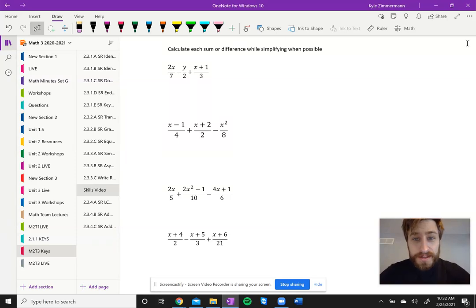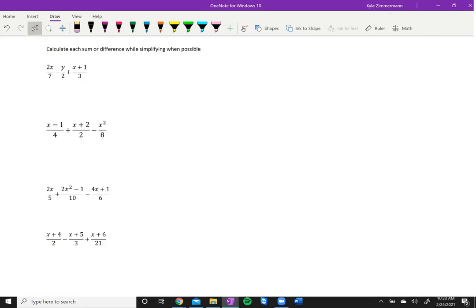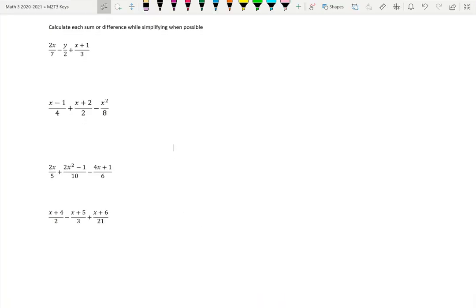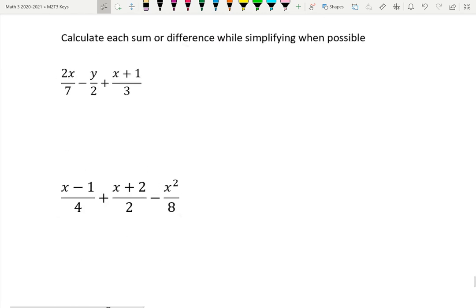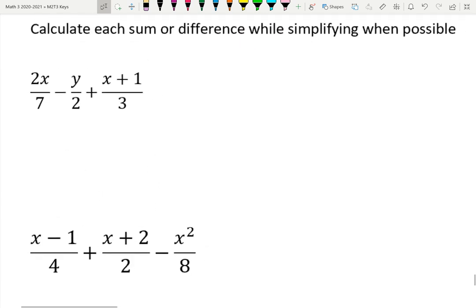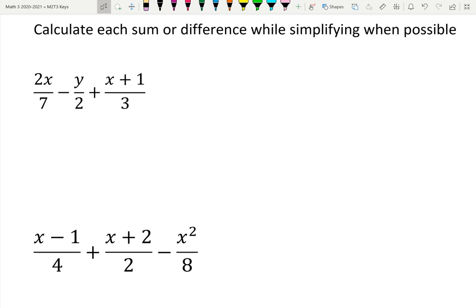Hey team, it's Mr. Z, and today we're going to add and subtract some fractions while practicing how to find the LCM. Let's try. Alright, so don't get blown away. I know I'm introducing a second variable. This is all just as an extension. If you can handle one variable, you can actually handle two.